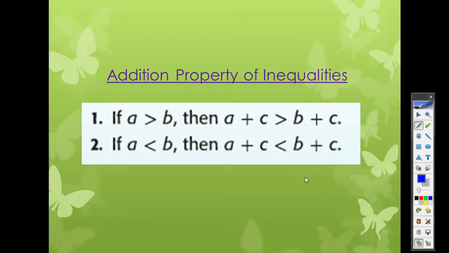Hi, welcome to Mrs. Park's Algebra 1 class. This is Chapter 5, Section 1. We are going to learn how to solve inequalities.